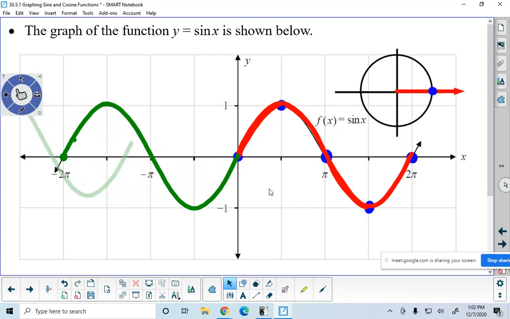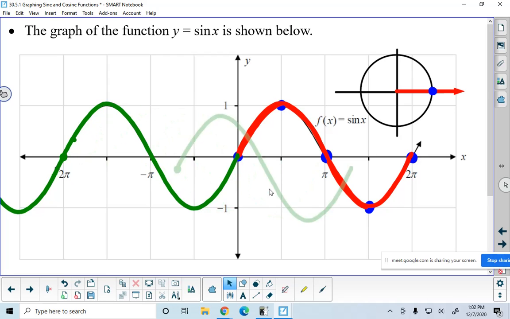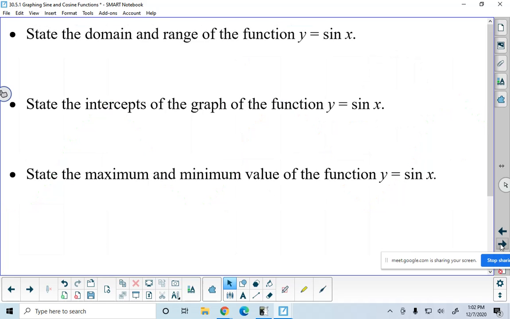I could take this thing and put it over here, and there's another piece that continues. I could take it and put it over here, and there's another piece that continues. So this thing extends back and forth, up and down, back and forth, to the left and the right forever. So now let's talk about the properties. What are the domain and range?